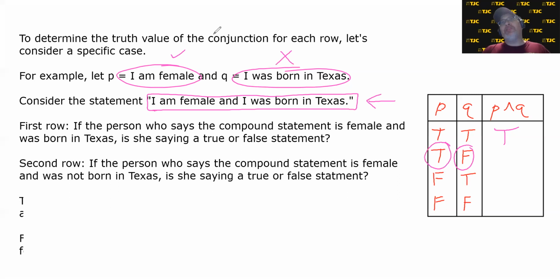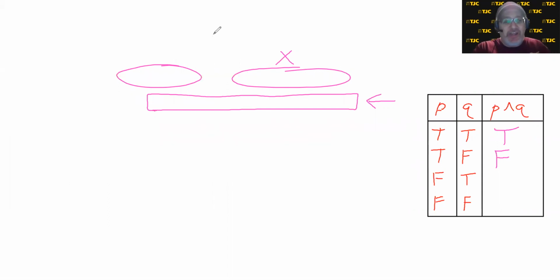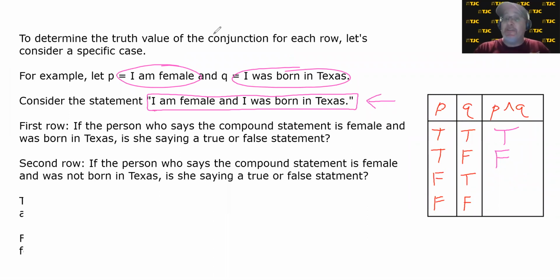For example, let's pick on Hillary Clinton. I'm pretty sure she wasn't born in Texas. If she said, I am female and I was born in Texas, would she be telling the truth? She would not. That statement would be false if Hillary Clinton said it. By the way, I'm not trying to imply anything political. I was just trying to think of a female that I knew wasn't born in Texas. So, for a conjunction, if the first statement is true and the second one is false, that means that the conjunction, the and statement itself, is false.